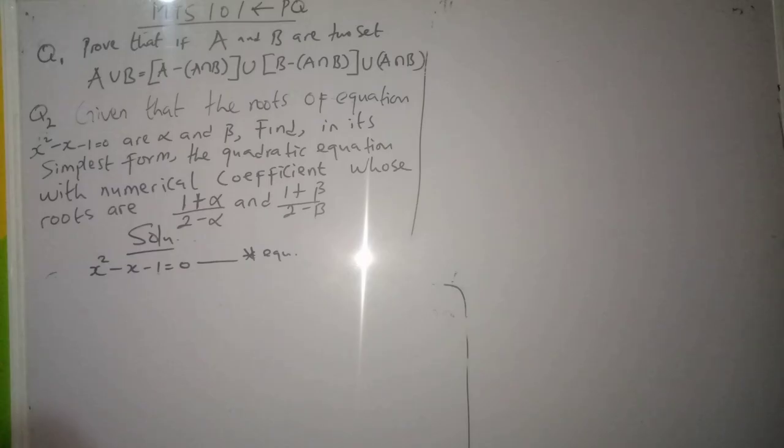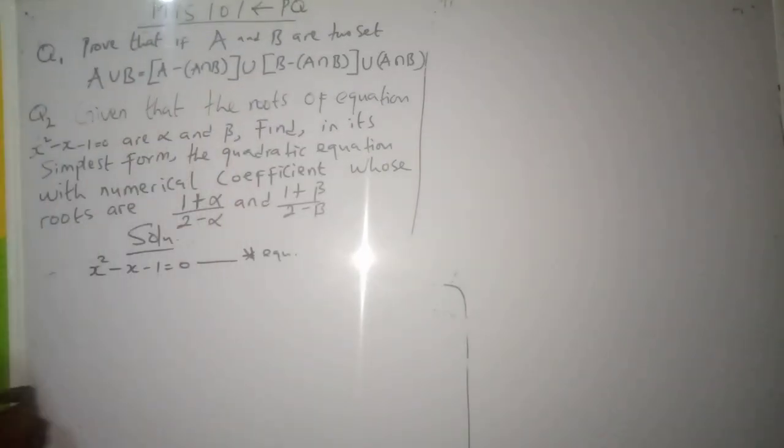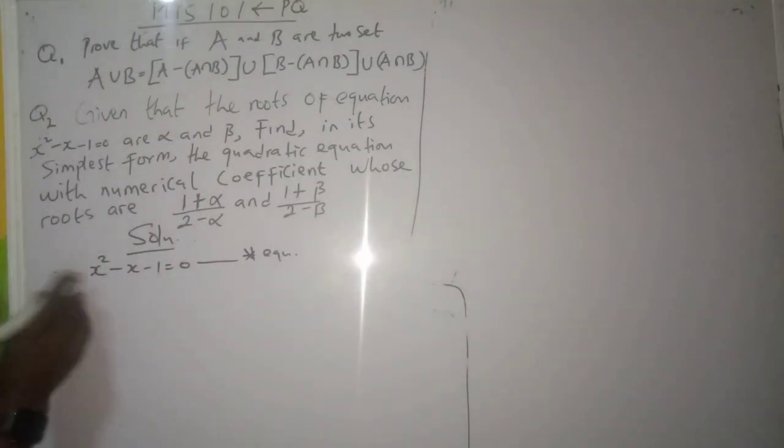But the first thing you should do is finding the sum of roots and product of roots. They have given us that the roots initially were alpha and beta. So let's find our sum of roots and product of roots.